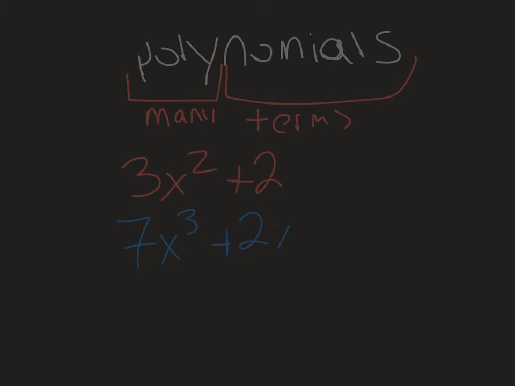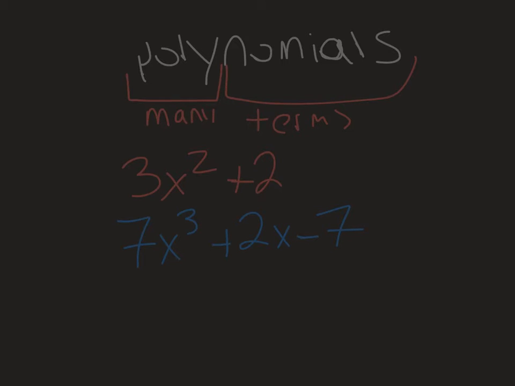The poly means many, and nomials means terms. So if we look at an example of this, 3x squared plus 2. This is a binomial in particular, but it is a type of polynomial because it has two terms. It has many terms. Again, we could do 7x cubed plus 2x minus 7. Again, a polynomial. In this case, it has three terms. In particular, we would refer to this as a trinomial, but they are both versions of polynomials.